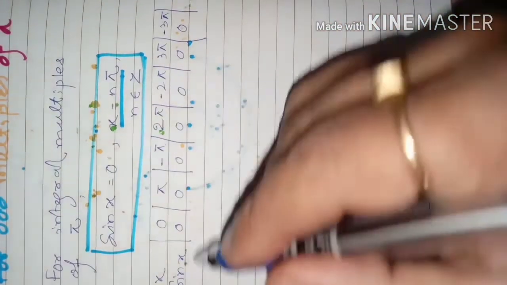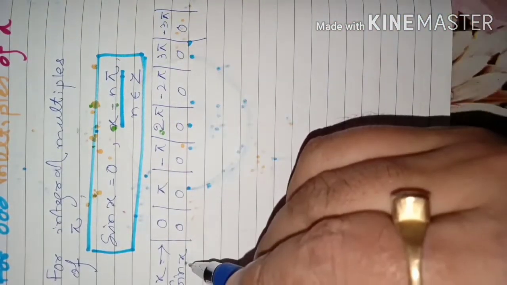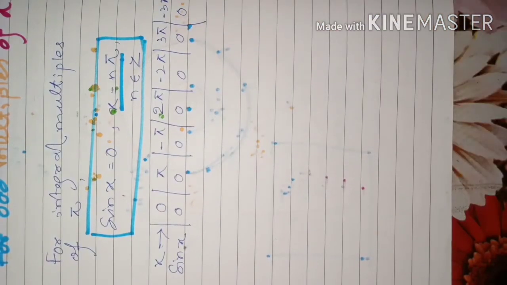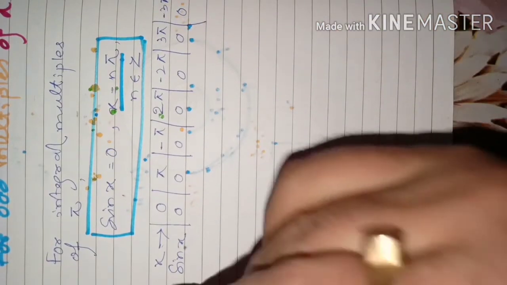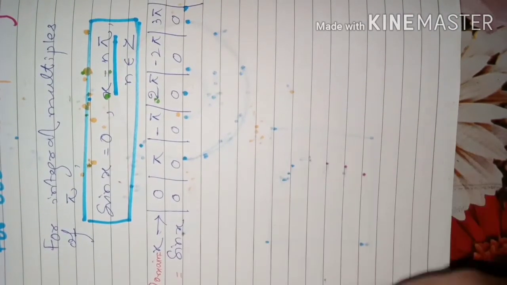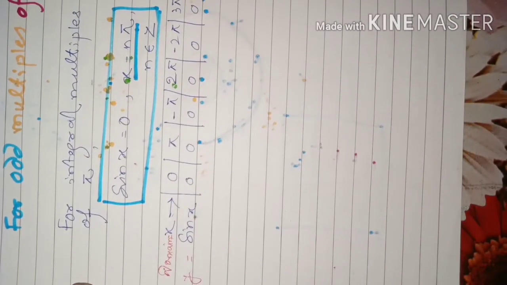All the time it will be 0. Whenever x takes these values, sin x will take zeros only. That means we can say it like this. Suppose these are values in the domain and these are values in the range, y equal to. Suppose we define this as a function. We express it as a function.